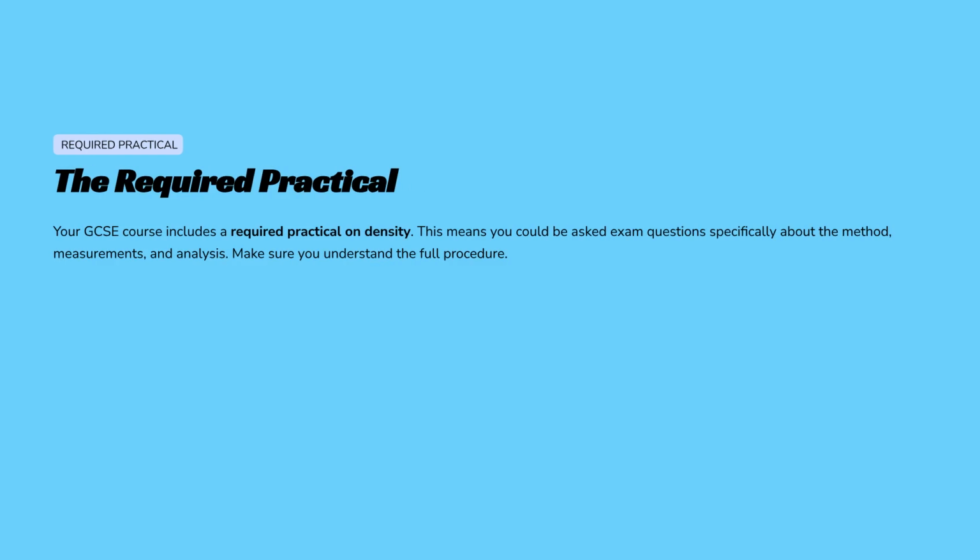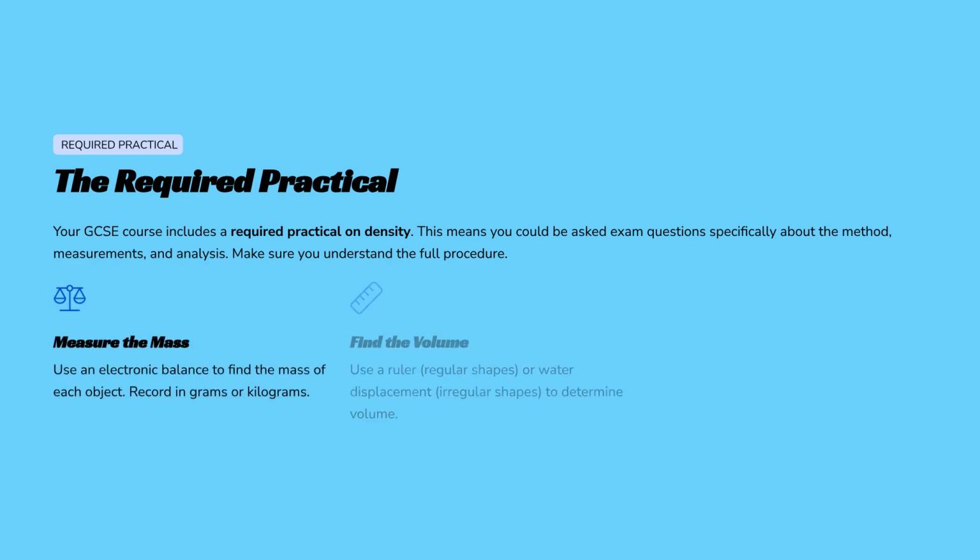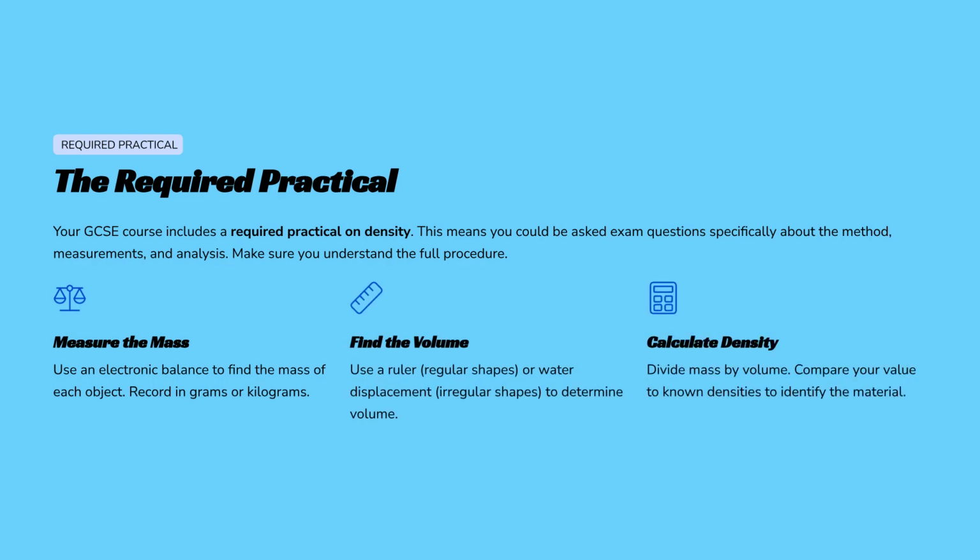Your GCSE course includes a required practical on density. You could face exam questions on the method, measurements, and data analysis, so ensure you understand the full procedure. Measure the mass, find the volume, and then calculate the density.